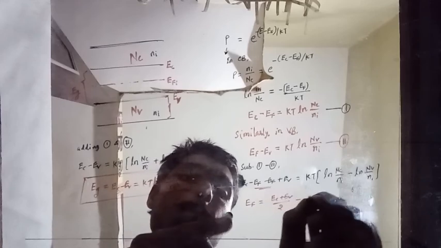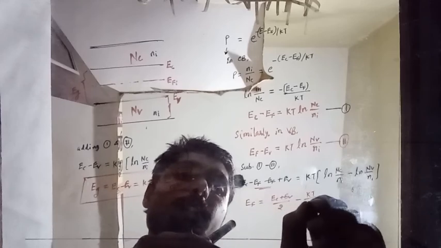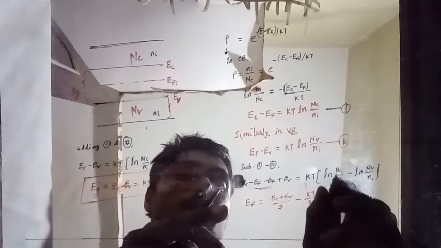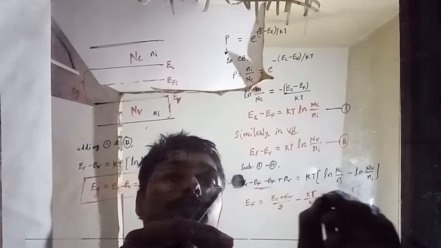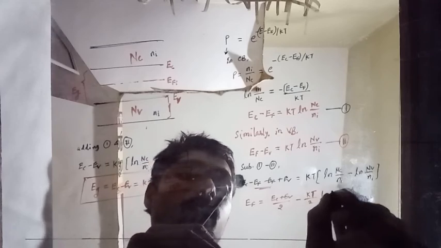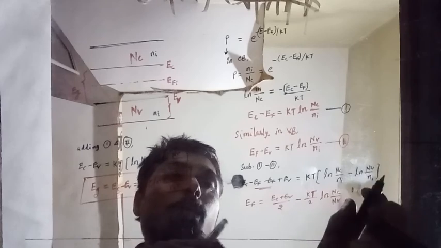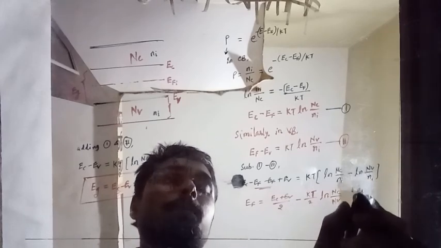minus KT by 2 ln Nc upon Nv. From here, after solving, this is ultimately our final formula.